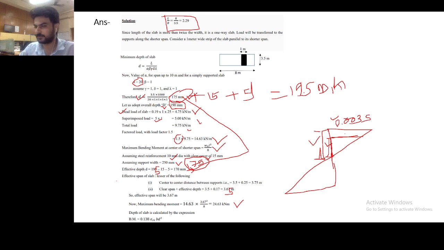Sir, wait. This is the limit state method, sir. I am asking about the working stress method, sir. Okay, you are asking about the working stress method. For the working stress method, I will relook and let you know in the next class. Okay, sure, sir. Sir, another doubt.